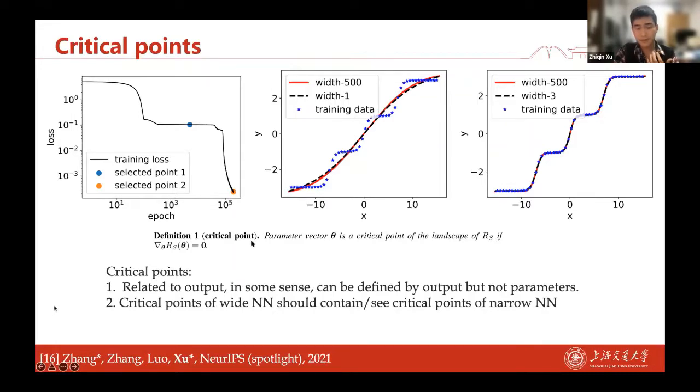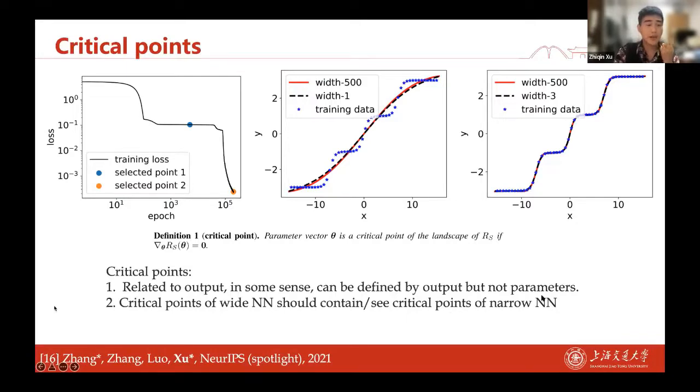We usually define a critical point in parameter space: a parameter is a critical point if the gradient of the loss with respect to the parameter at this point is zero. However, in these examples, we can consider it in another way. The critical points are somehow related to the output. In some sense, we can define the critical points by the output, but not the parameters. In this way, we can see that the critical points of a wide neural network should contain the critical points of narrow neural networks.